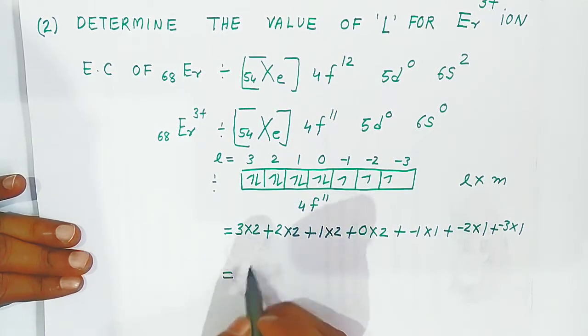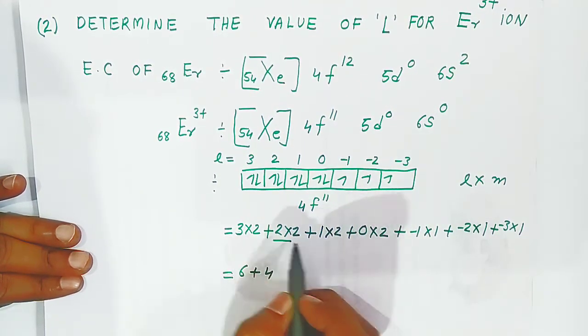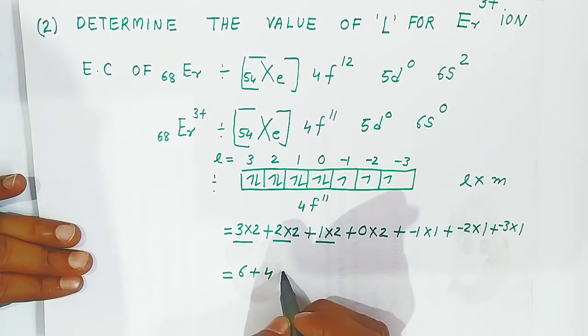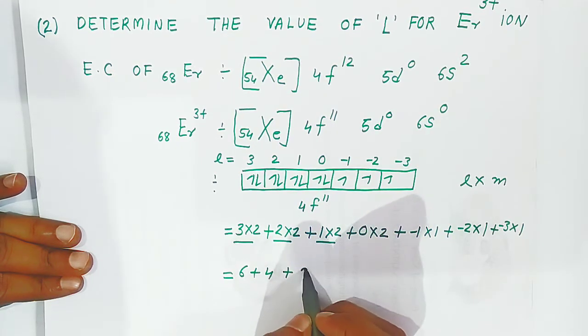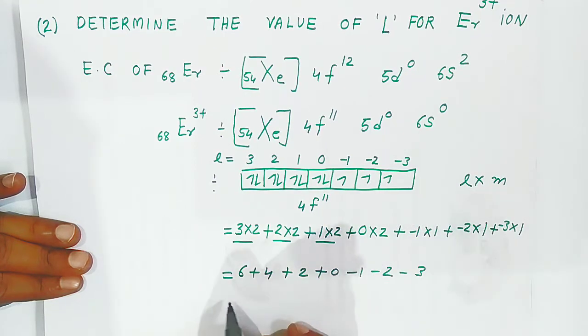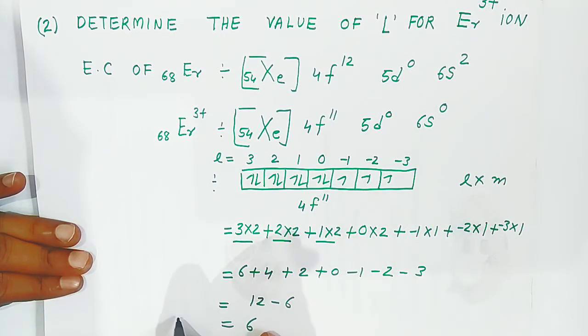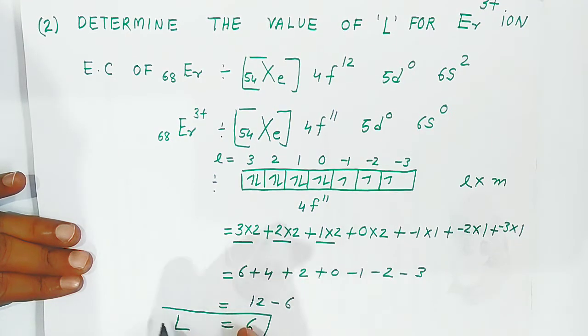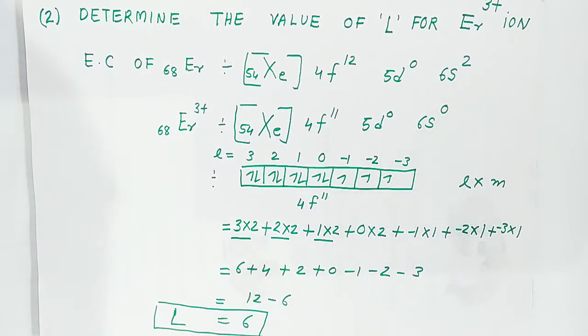What happens? 3 into 2 is 6, plus 4, plus 2, 0, minus 1, minus 2, minus 3. When you see, 12 minus 6, that is 6. This is the value of L, the orbital magnetic moment of iridium 3 plus. The L value will be 6. This way you can find the orbital magnetic moment.